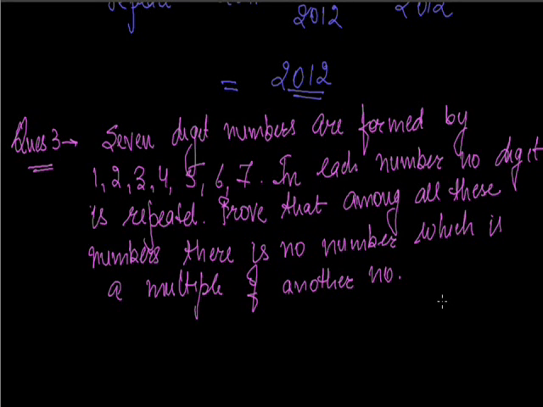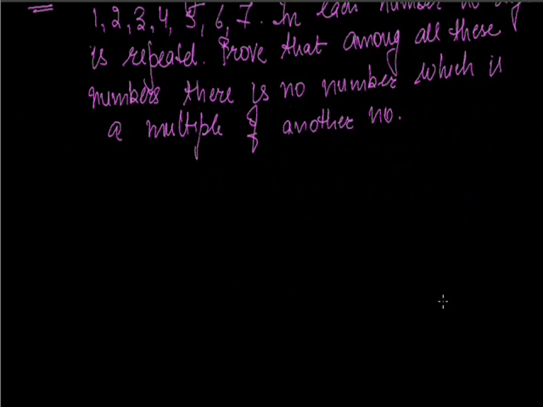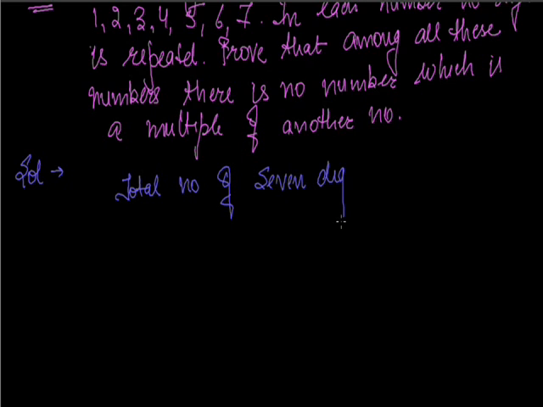There is no number, so we have to prove this. Okay, let us move to the solution. It is given that we have to make a 7-digit number. So the total number of 7-digit numbers will be 7 factorial.